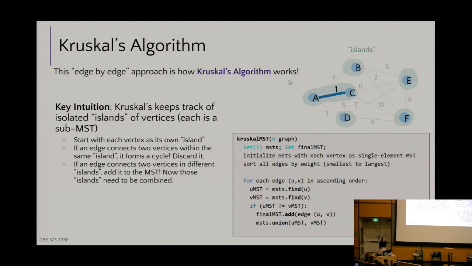I'm now marking this as my MST. So what I used to have, 1, 2, 3, 4, 5, 6, I had 6 separate islands. By marking this, I have collapsed 2 islands together. So now I have an island A and C, and then 4 other little independent islands. And I look for the next smallest edge. I see the next smallest edge is this 2 between B and F.